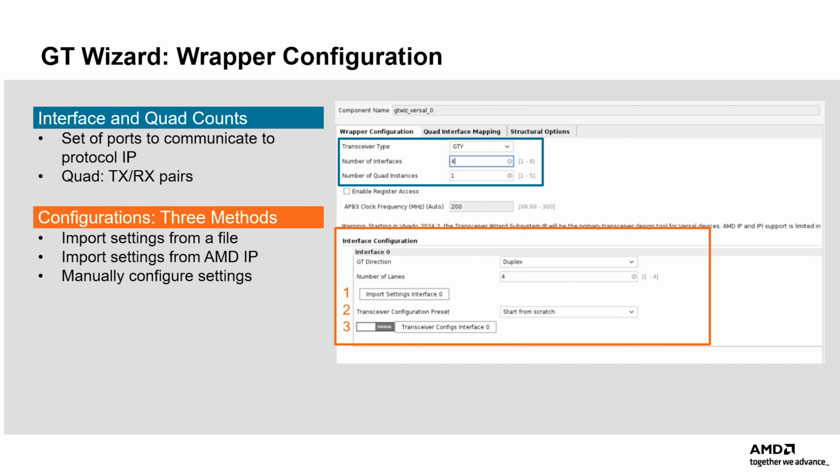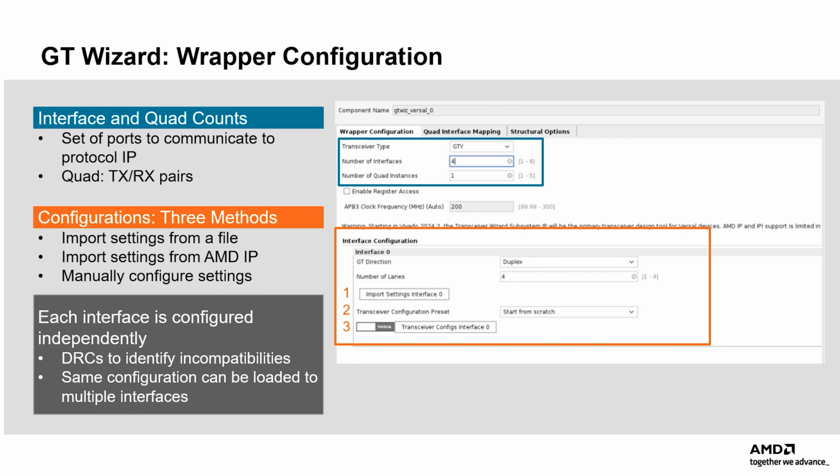Using the Import Settings from AMD IP option. Manually using the Load button, which loads custom-defined interfaces. Each of these interfaces is configured independently by selecting the settings such as Preset, GT Lanes, and GT Direction. DRCs are then run within the wizard to identify incompatibilities.